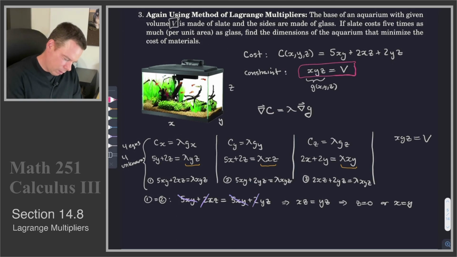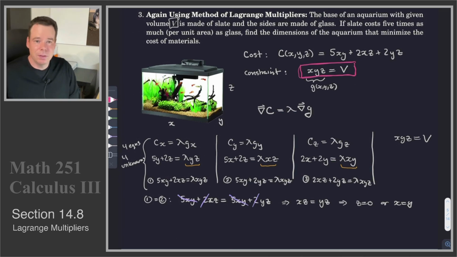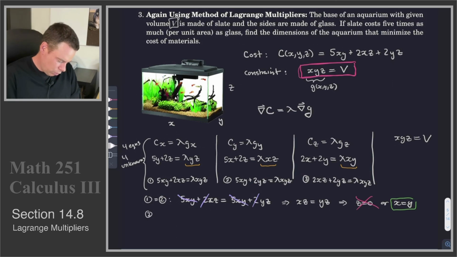Well, if I go back up to the volume equation, the constraint equation, xyz has to be V, so z can't be 0. Because if z was 0, the volume would be 0. The volume is our fixed constant. We're trying to make this aquarium, so we're going to assume that it's a non-zero volume. So I can't have z equal to 0, which means we know that x has to be equal to y.